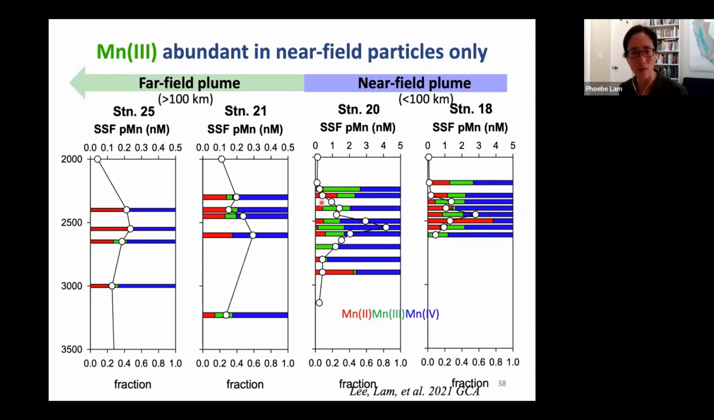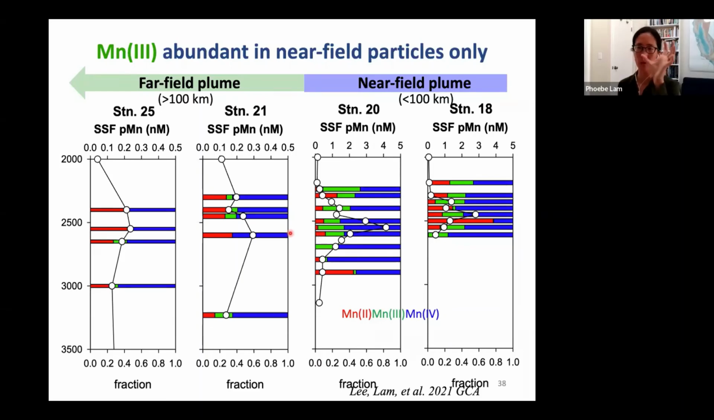And then for every one of these bars, that's a different sample, we looked at the distribution of that particulate manganese in the manganese 2, 3, and 4 form. And that's plotted as these stacked bars. So that goes from 0 to 1. It adds up to 100%. And this is just showing you the fraction that is in manganese 4, 3, and 2.